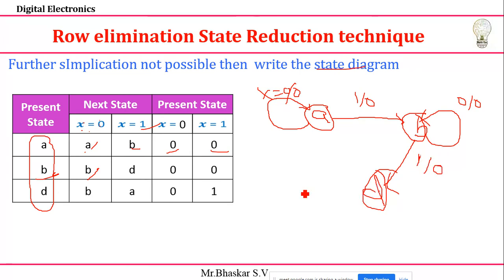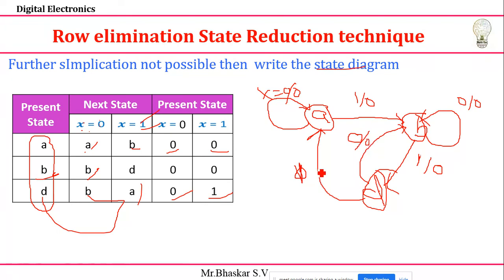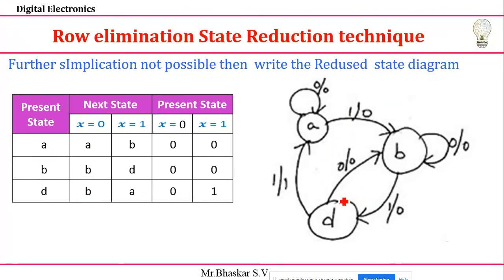Next, from D to B when x is equal to 0, and if it is 1, it will go to A. Just write one arc to A. The outputs are 0 and 1, so here it is 0 and here it is 1. So just write the state diagram. This is the final state diagram we are getting.